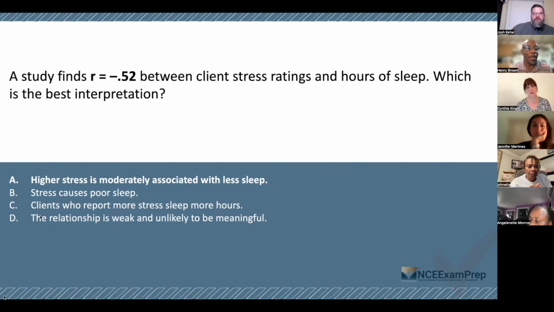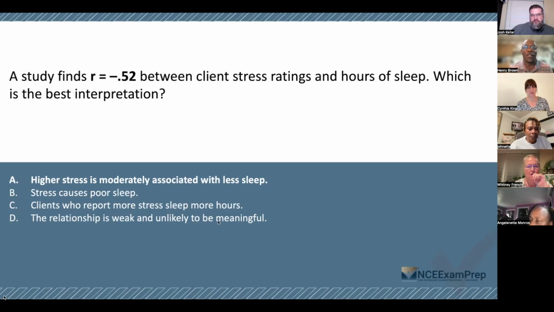And then we have D, the relationship is weak and unlikely to be meaningful. Why is that wrong? That's definitely wrong because it's not close to zero. It's not weak. It's strong, or moderate, but not weak. That's right. You made your point, Henry.